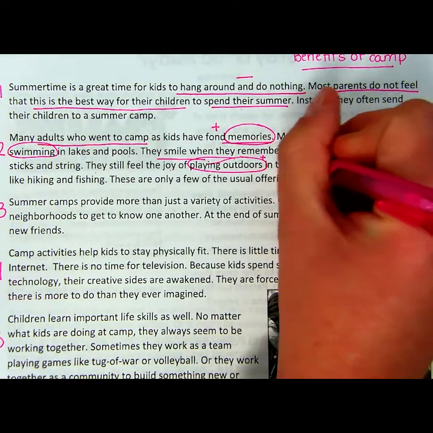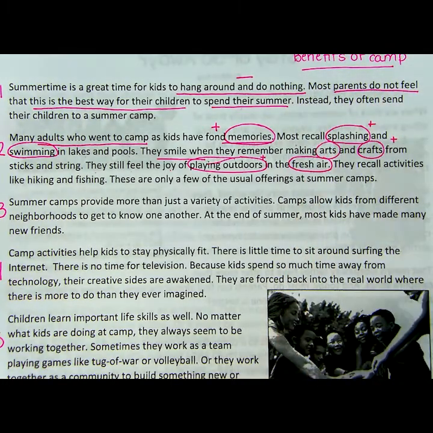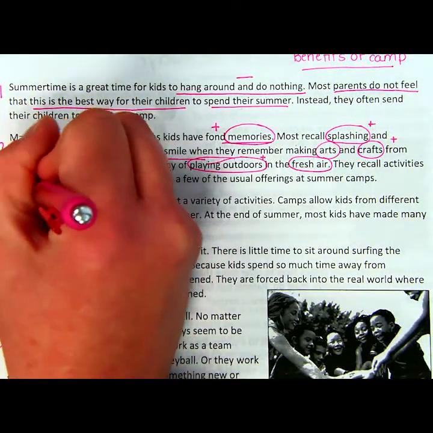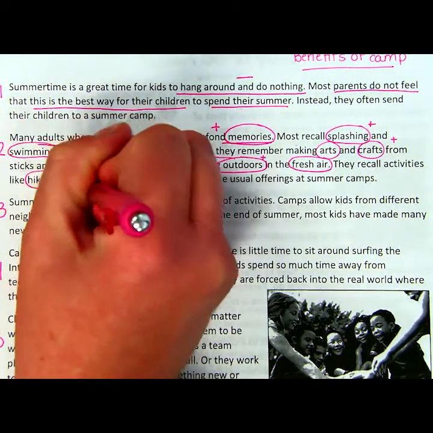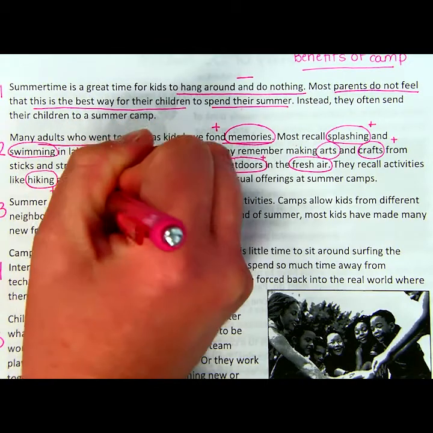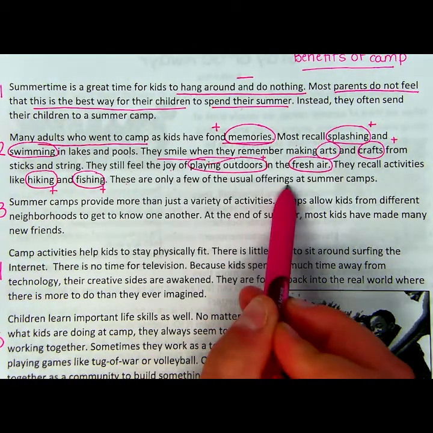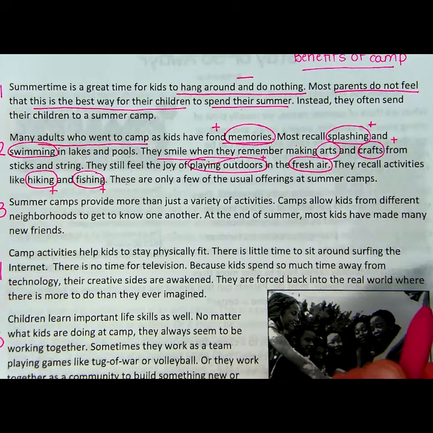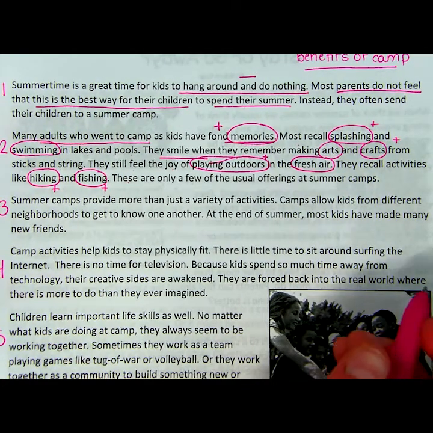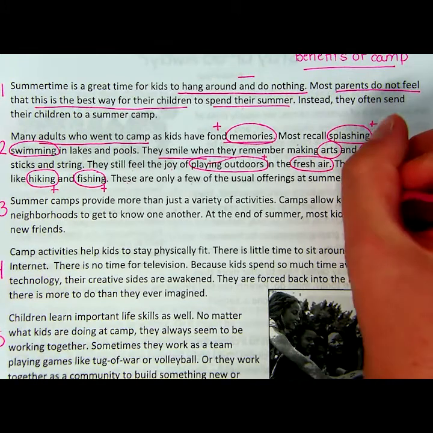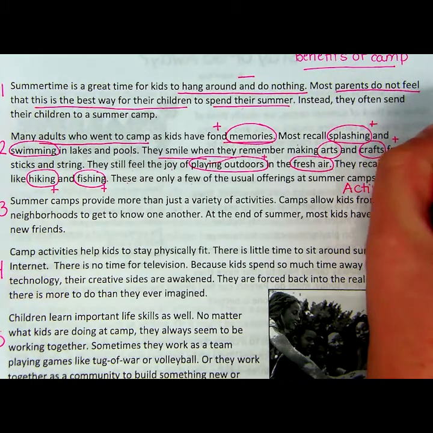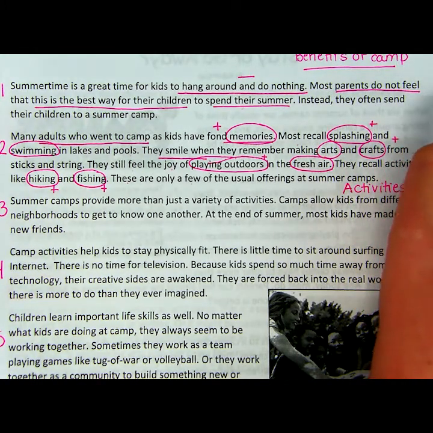Who doesn't want some fresh air? A positive. They recall activities like hiking and fishing. Some other things that we know you can do at camp, both positives. These are only a few of the usual offerings at summer camps. So it's given different activities. I'm going to write the word activities. And I'm going to put offered.